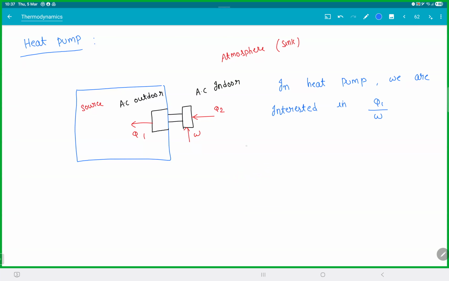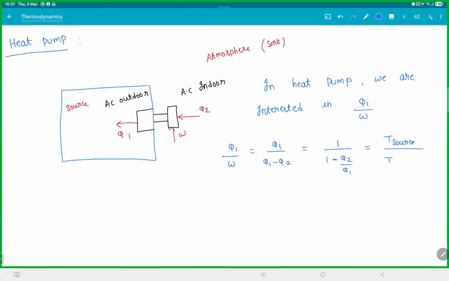So anyway, how does this heat pump work actually? So Q1 by W. This is Q1 by Q1 minus Q2, which is 1 over 1 minus Q2 by Q1. So this formula comes out to be T source by T source minus T sink. We don't call it AC actually. They call it a heat pump. It is designed a little differently, but the principle is the same.